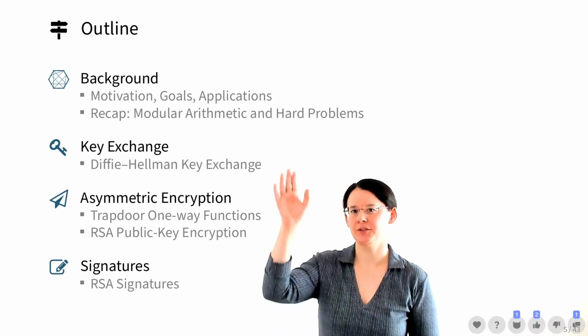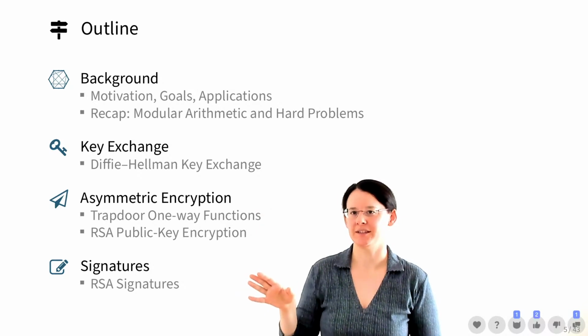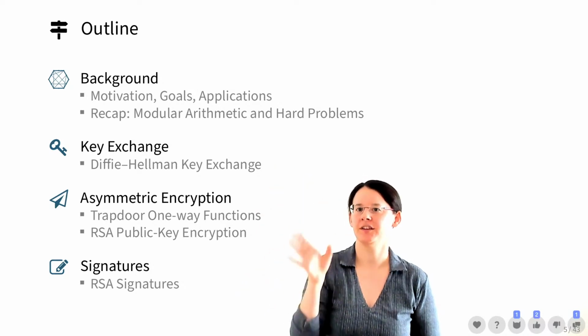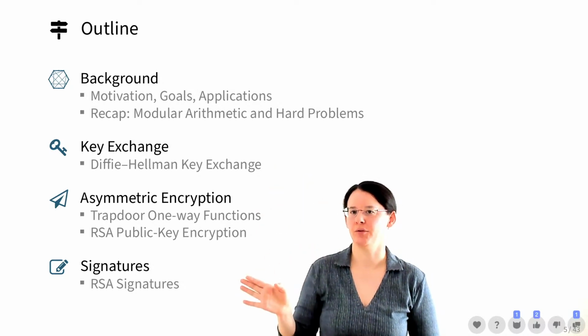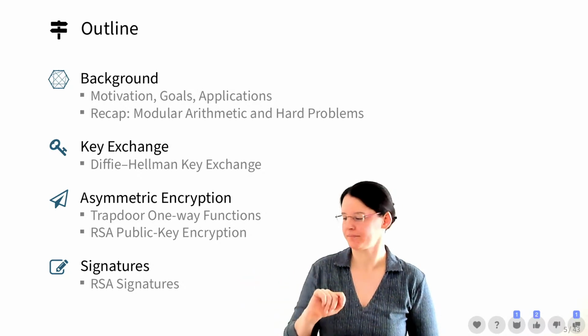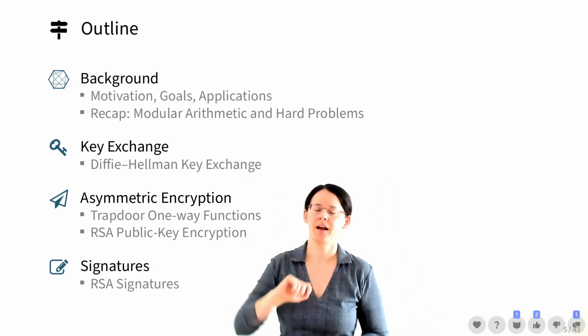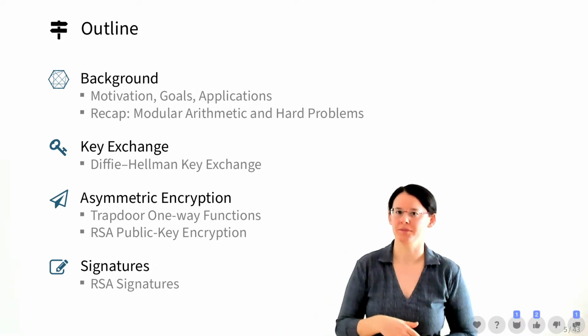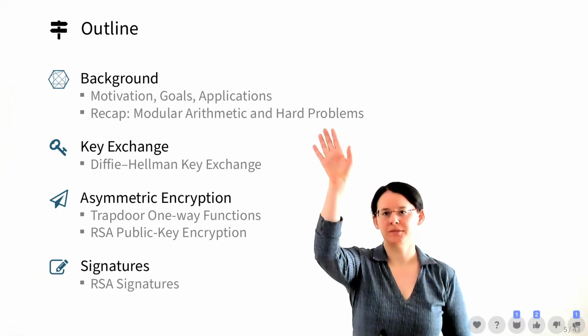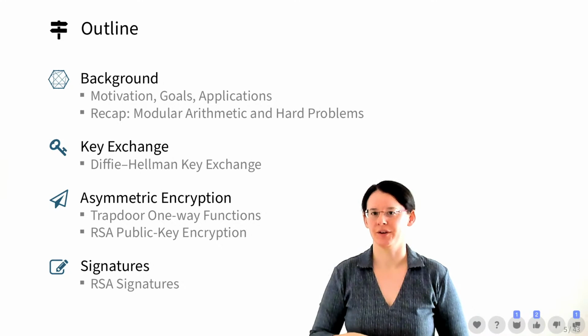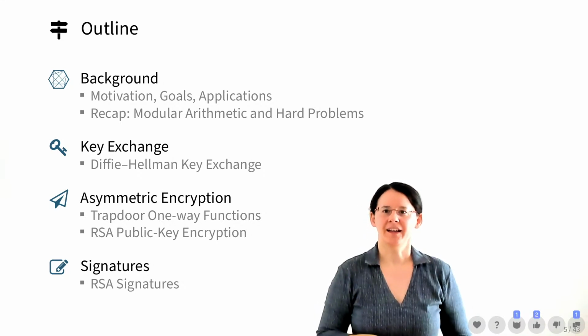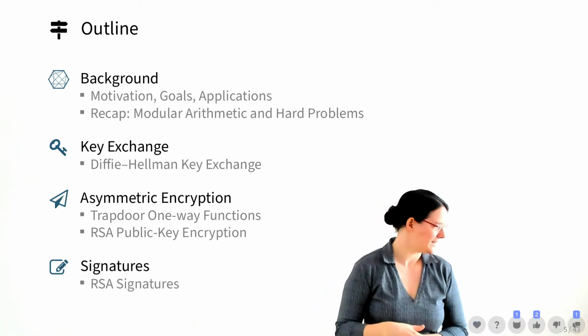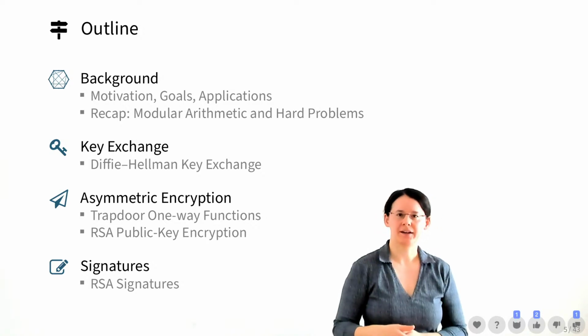And afterwards, we're going to see different ways of using these things. First for key exchange, then for encryption, and then for signature schemes. And all of these schemes are based on so-called hard problems. And these problems are based on the arithmetic that we're going to look at. Okay, so let's have a deep dive right into this background, I promised.